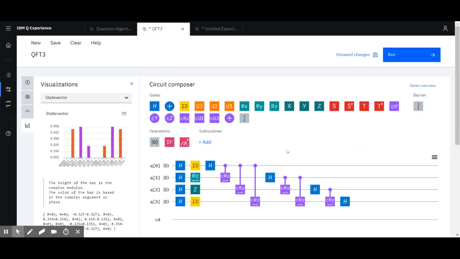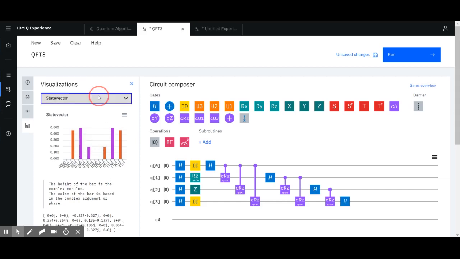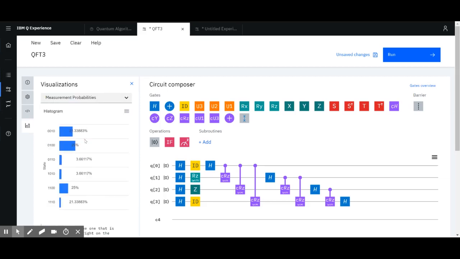So basically that's kind of the result. Okay. So if you go to the measurement probabilities, it's composed of frequency 2, 4, a little bit of those ones. Interesting. State vector.